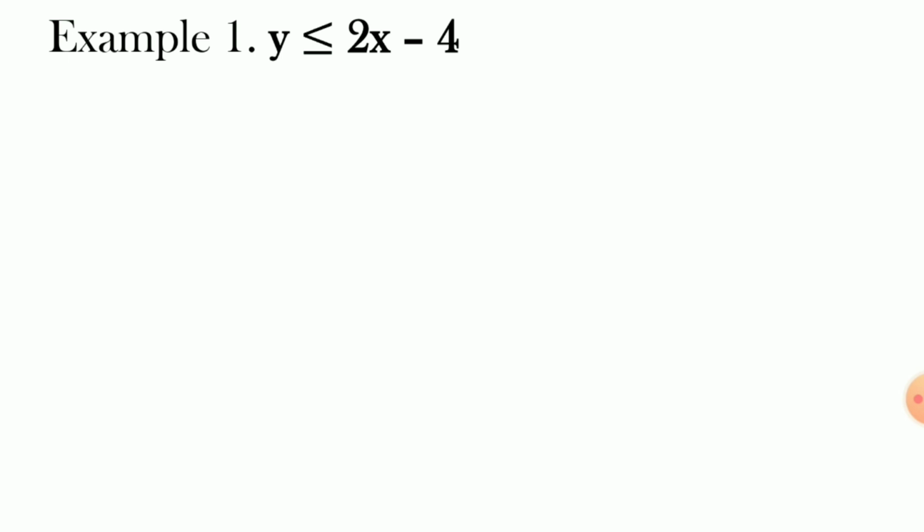For example, we have the inequality y is less than or equal to 2x minus 4. First is to change the inequality to an equation. So from less than or equal to, that will be changed to an equal sign. So that is now y is equal to 2x minus 4.